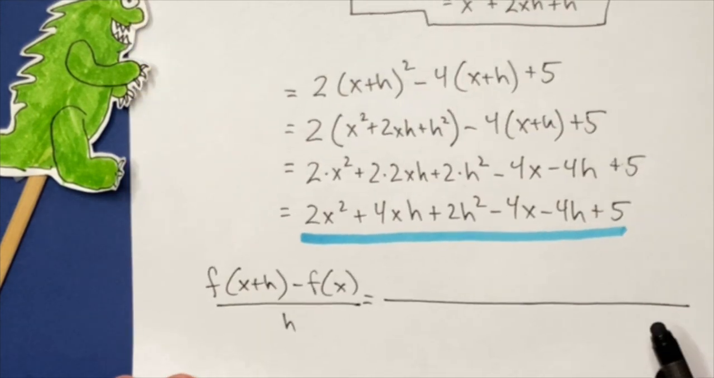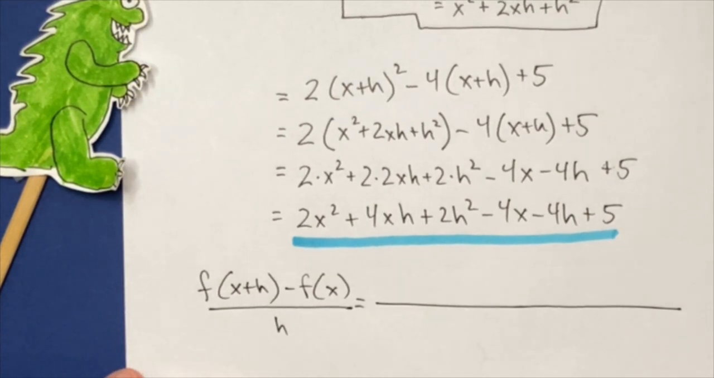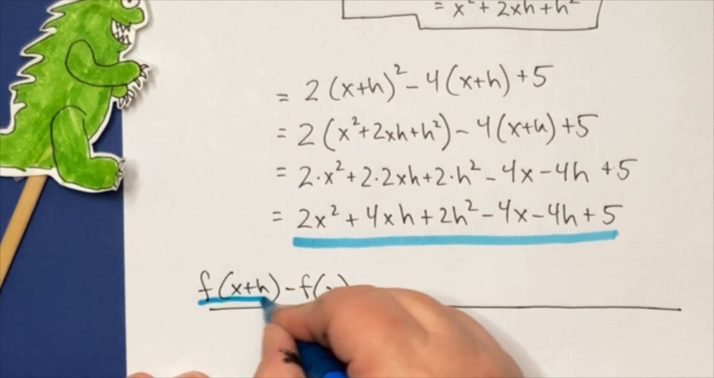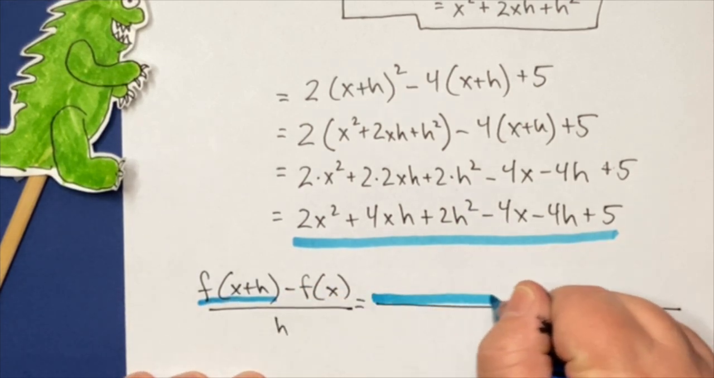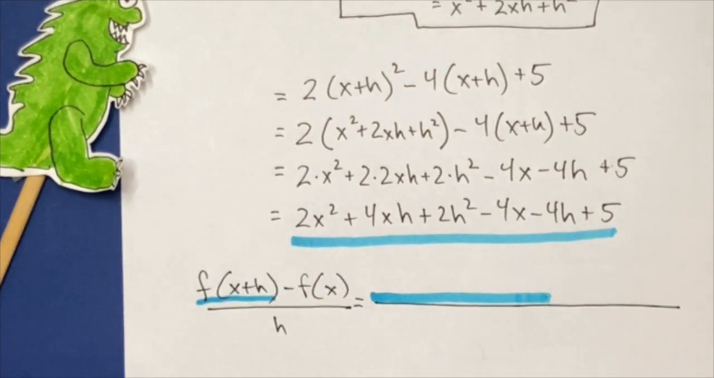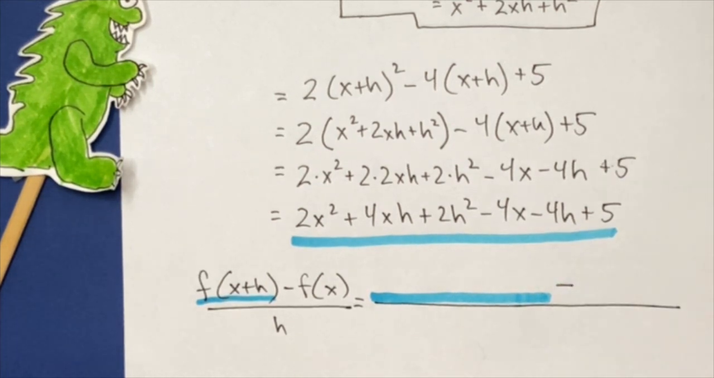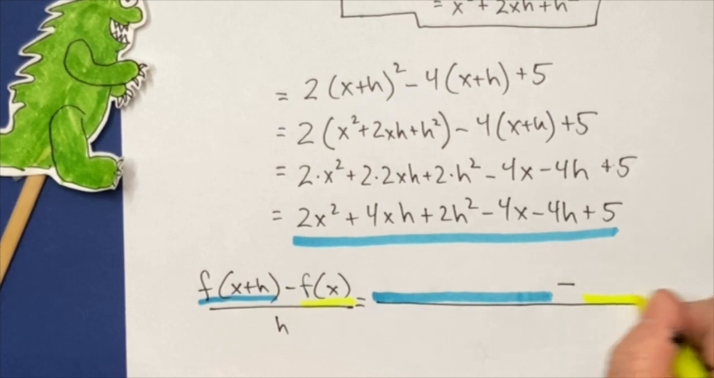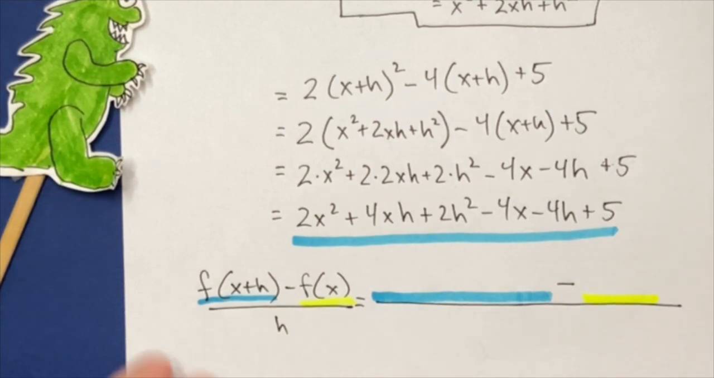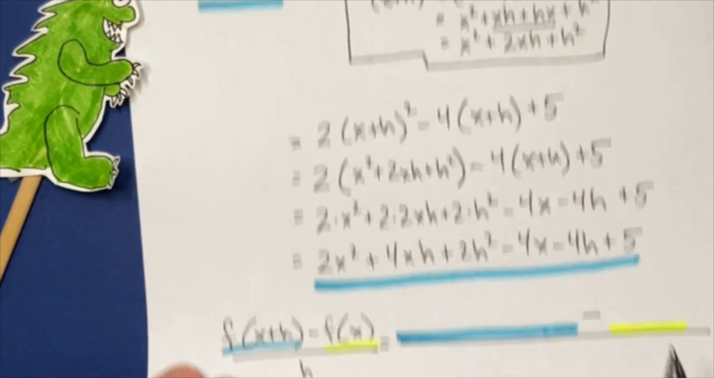And you need a lot of paper for this. Pardon me, Godzilla. You need a lot of paper because we got to fit this whole thing in. Okay, so it's going to be the blue one minus the yellow fancy one, or the yellow plain one, sorry. So, what is the yellow one? Let's go back up to the top.